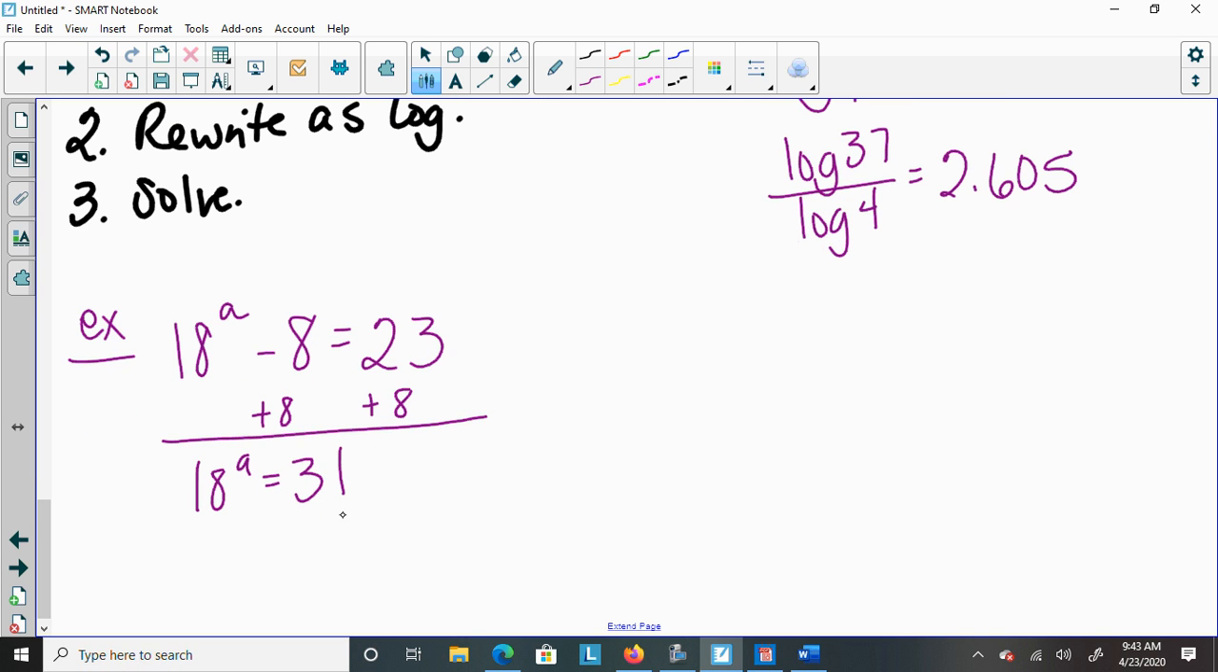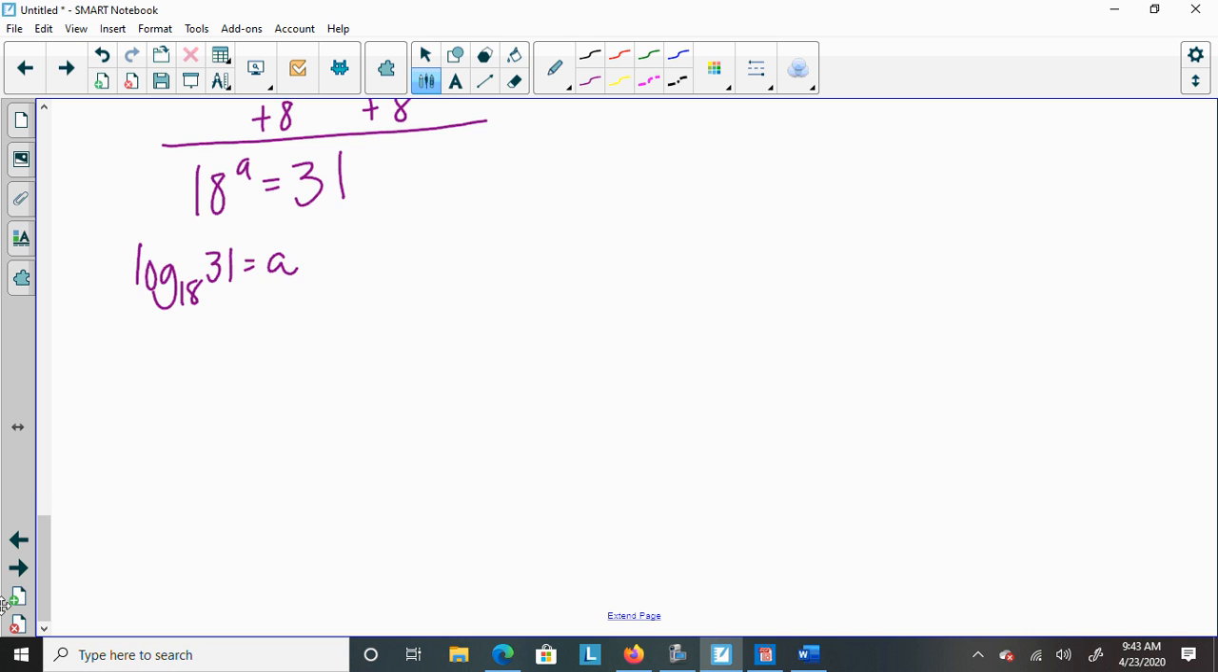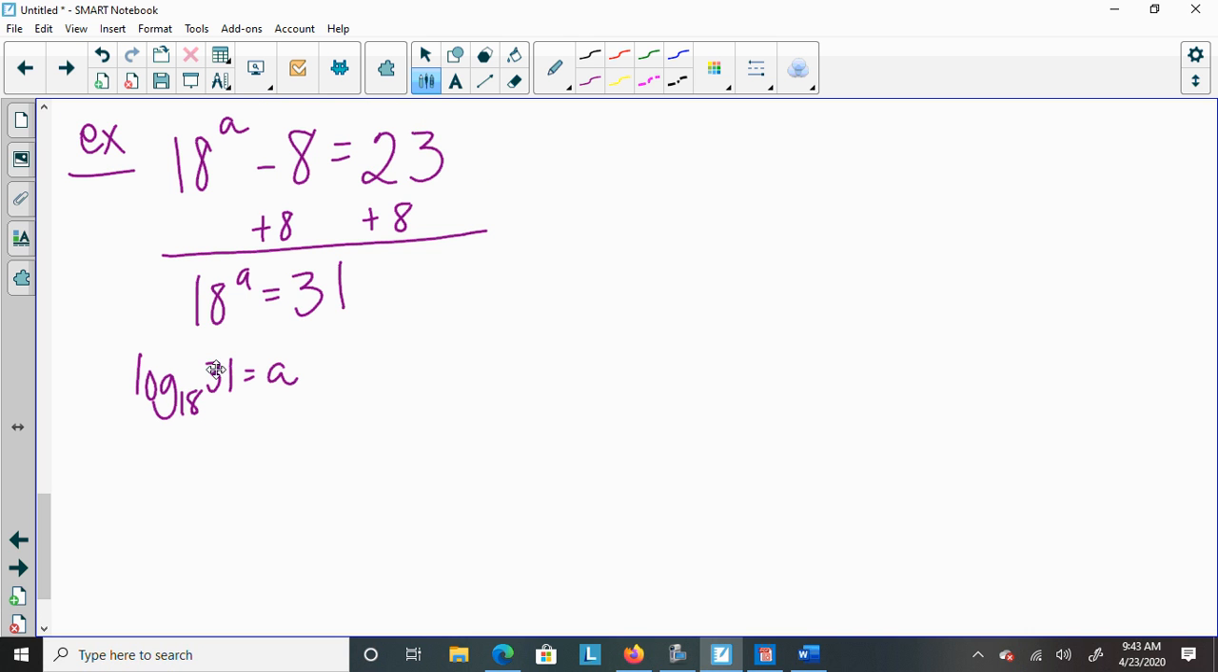And now it's set up perfectly for us to rewrite as a log. So log, there's our base, 18 of 31 is equal to a. And then we type this into the calculator like before: log 31 over log 18. That's 1.188.